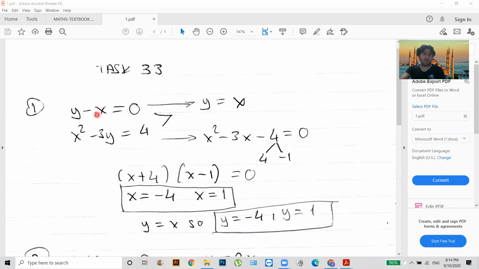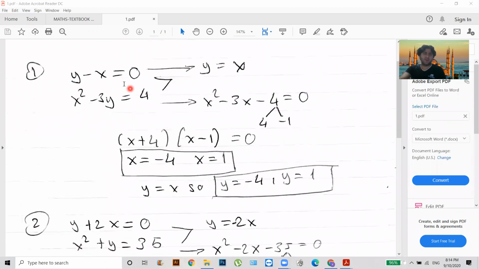So it says y minus x equals 0. Then let's find y in terms of x. y equals x, if you take this negative x to the other side of the equation. Then in this equation, when I see y, I'm going to write x since y equals x. It says x squared minus 3y. Since y equals x, I'm going to say 3x, equals 4. So it's going to be x squared minus 3x. Take this 4 to the other side of the equation. It's going to be minus 4.